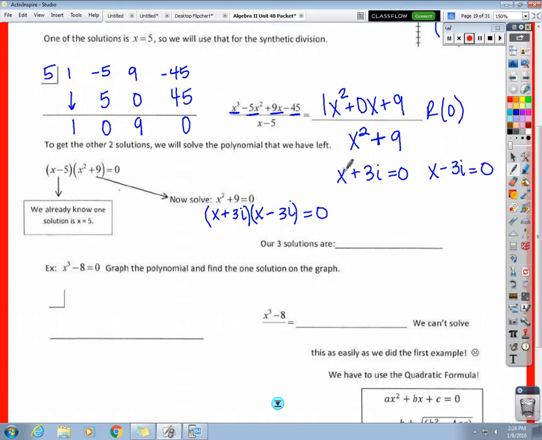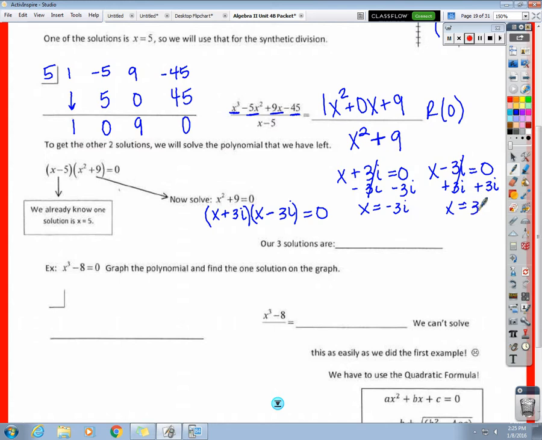Okay? So to solve this one for x, what do we do? Minus 3i. It'll cancel over here, and then over here, what's 0 minus 3i? Negative 3i. To solve this one for x, what do we do? Add 3i. And so x equals 3i.